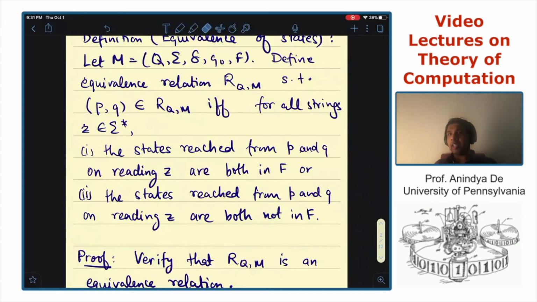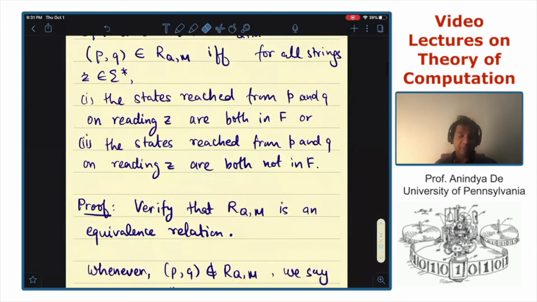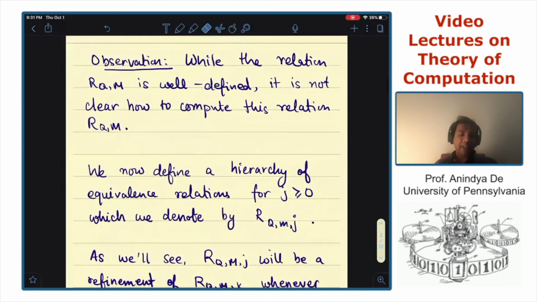So it seems like, while it's well defined, it's not clear how, given P and Q and the description of an automaton M, you can tell whether P and Q are in R_{Q,M} or not. What we are now going to do is to give an algorithm to do this. And the way we will give an algorithm is that we'll define not one equivalence relation, but a hierarchy of equivalence relations. For every integer j greater than or equal to 0, we will define an equivalence relation R_{Q,M,j}. And this will be related to R_{Q,M}, as the name suggests.